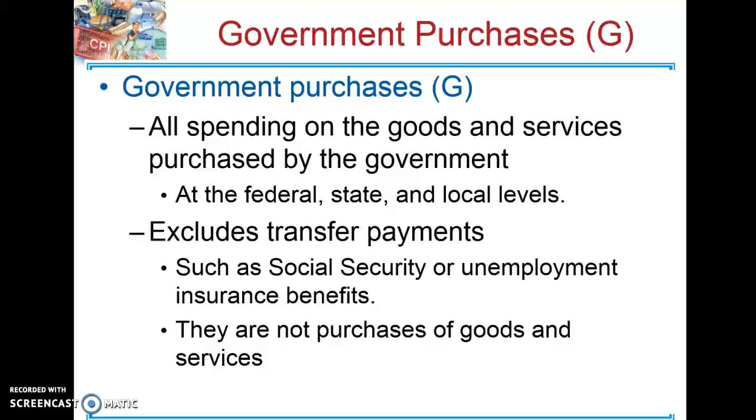Government purchases include all spending on the goods and services produced by the government at all levels, so at the federal, the state, and the local level. We're going to exclude what we call transfer payments. Examples of transfer payments are things like Social Security or unemployment insurance benefits. These things are not purchases of goods and services, so we exclude them.